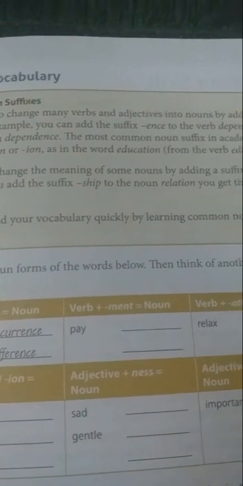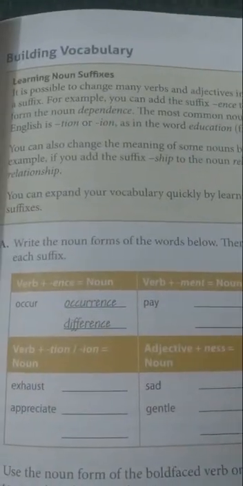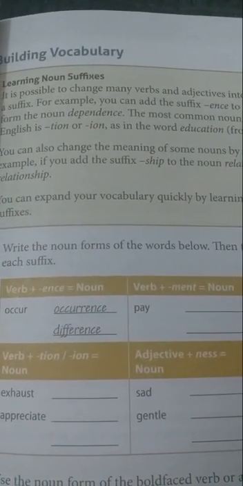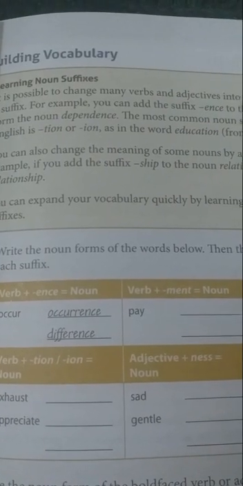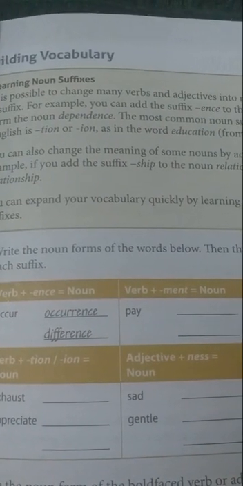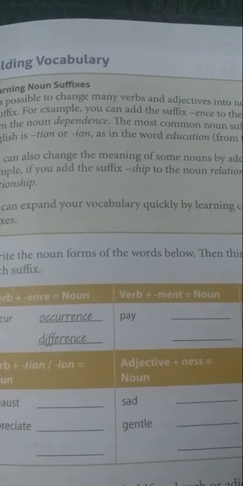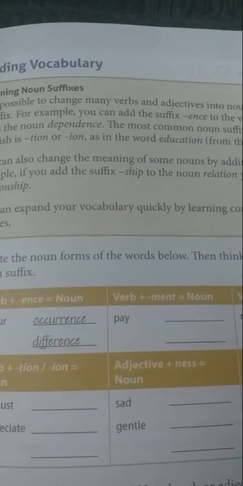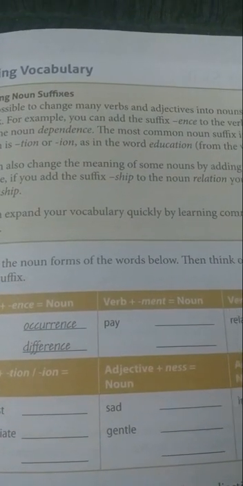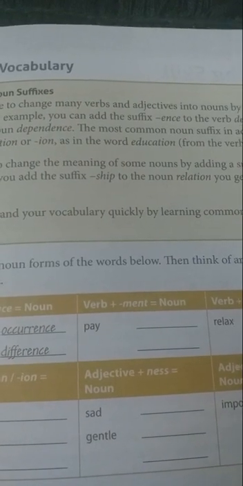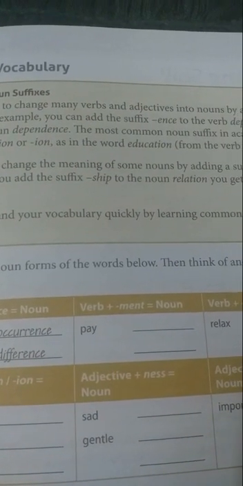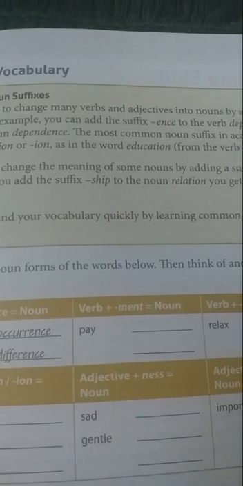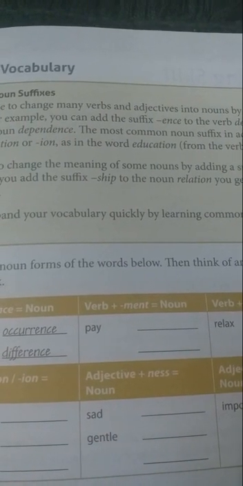The most common noun suffix in academic writing, or in academic English, is tion or ion. This is the most common noun suffix, tion or ion, as in the word education. Education is formed from the verb educate plus the suffix tion.